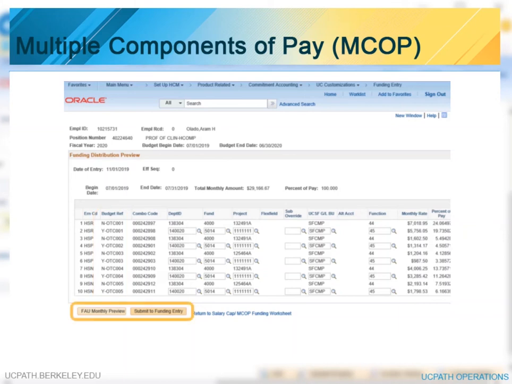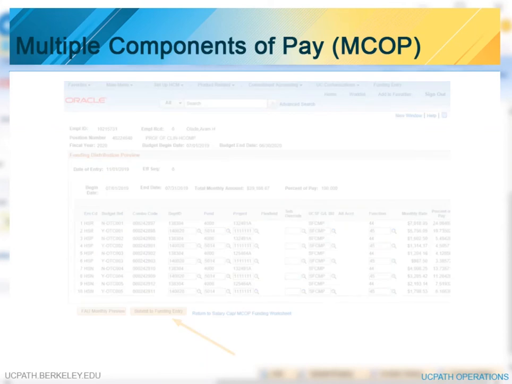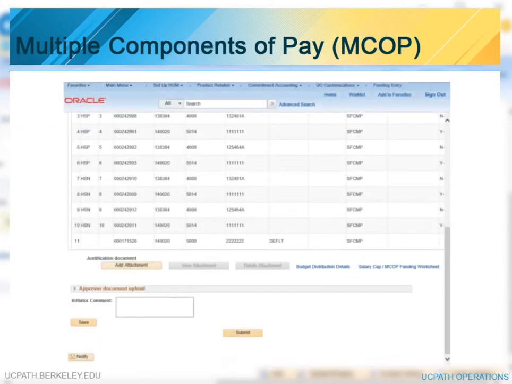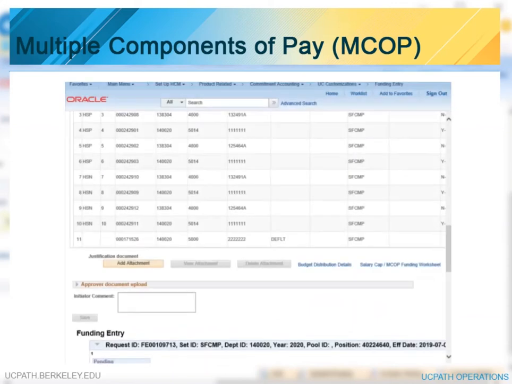At the bottom of the page, there are 2 buttons, FAU Monthly Preview and the Submit for Funding entry. If the information in the worksheet is correct, click the Submit for Funding entry. If you are going to be using this worksheet in your role, please work with someone in your area to walk through any nuances specific to your area.